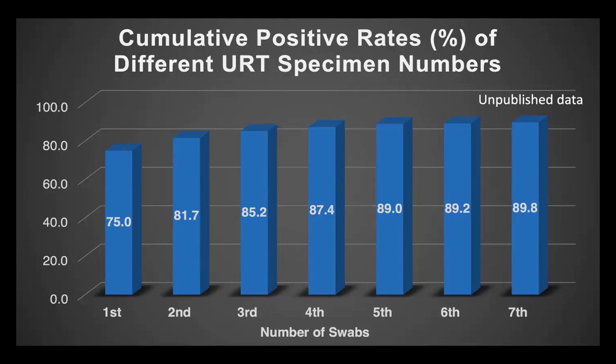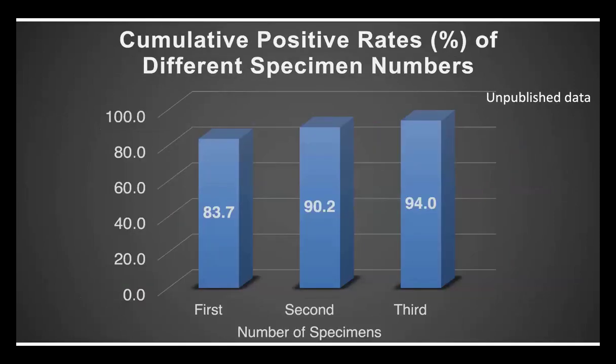81.7% of patients had a positive result after 2 consecutive swabs, and 85.2% had a positive result after 3 consecutive swabs. But even up to 7 consecutive swabs, the positive result rate cannot reach 90%. So we included sputum for the testing.